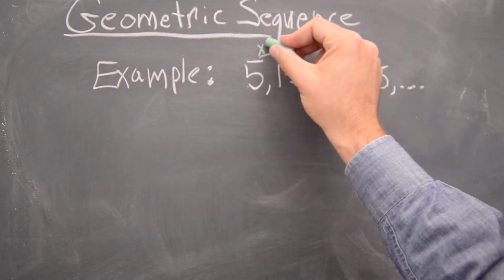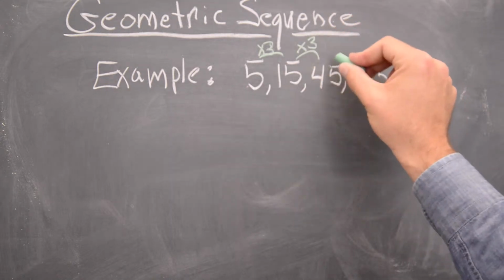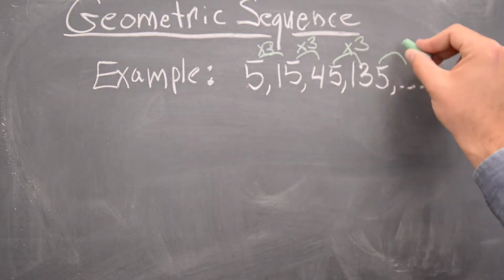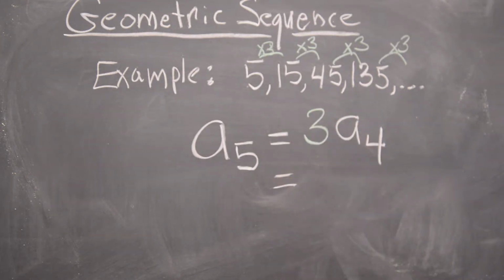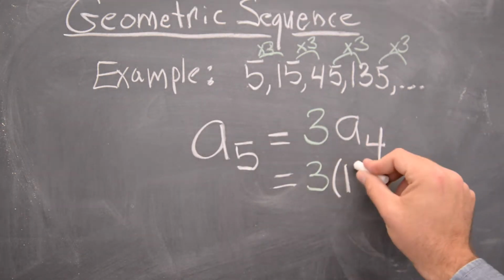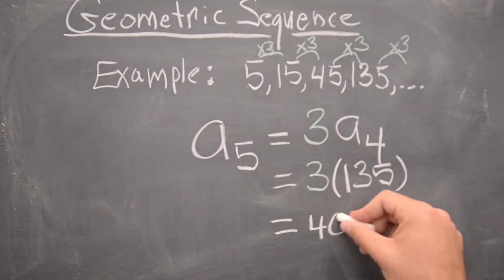5 times 3 is 15. 15 times 3 is 45. 45 times 3 is 135. So the fifth term is 3 times the fourth term, which means the fifth term is 3 times 135, or 405.